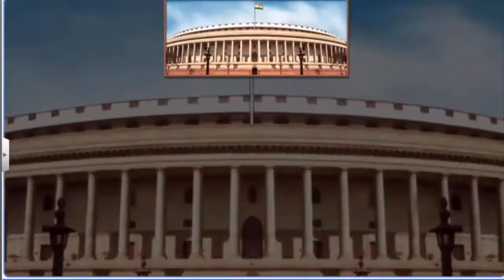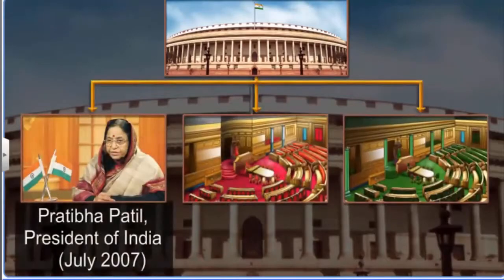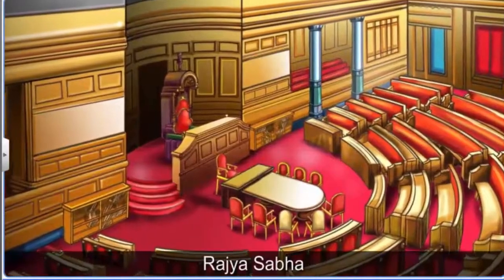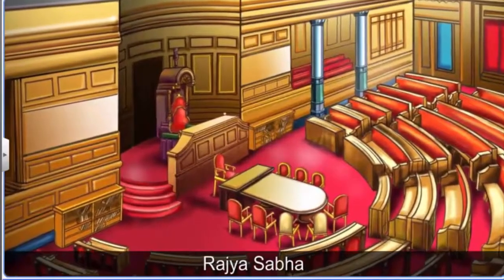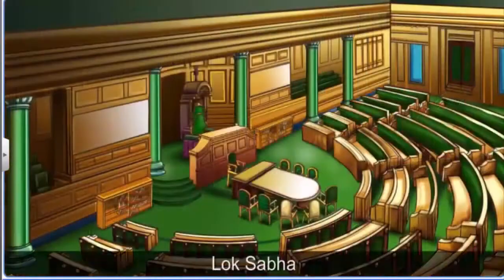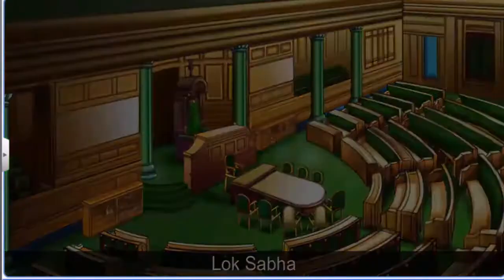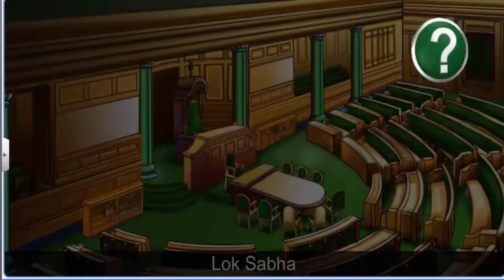The Parliament consists of the office of the President of India and two houses: the Rajya Sabha or the Council of States and the Lok Sabha or the House of the People. Did you know the President of India is part of the Parliament but not a member of either house?